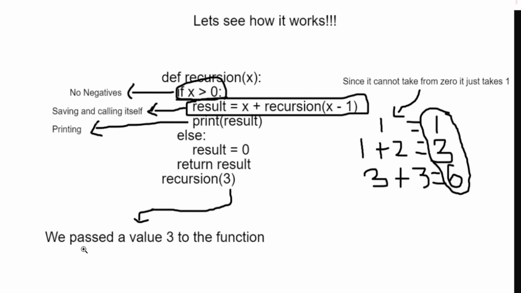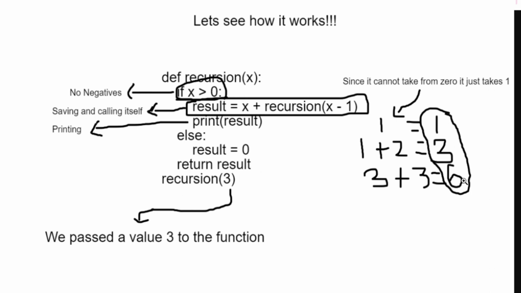So now we pass the value 3 to the function, right? Since it cannot take from 0, it just takes 1. So 1 equals 1. So it prints 1 at first. And after that, it's gonna take this one over here, 1 plus 2. And after that, it's gonna go to 3, and the same thing happens with 3 plus 3. So that's how these work: 1, 3, and 6. So that's how basically recursion works.